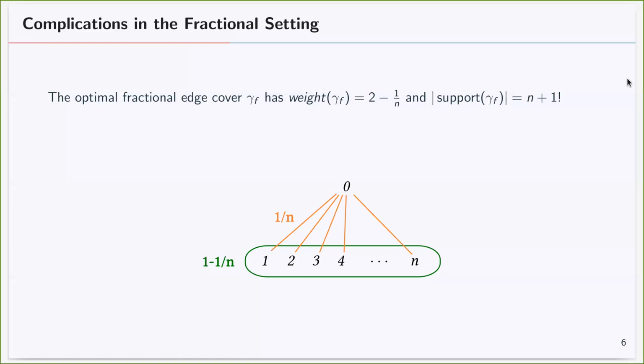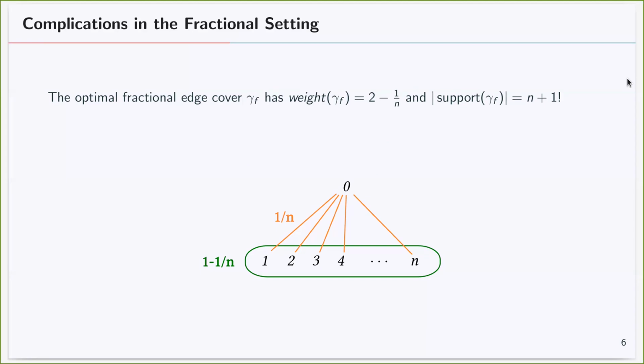And the big edge at the bottom that covers everything except 0 is given weight 1 minus 1 over n. And so we see the total is 2 minus 1 over n, thus lower than the integral cover that we had before. But the support now grows with the size of the hypergraph. Right? To achieve this optimal cover, you need to use all the edges of the hypergraph, so n plus 1.